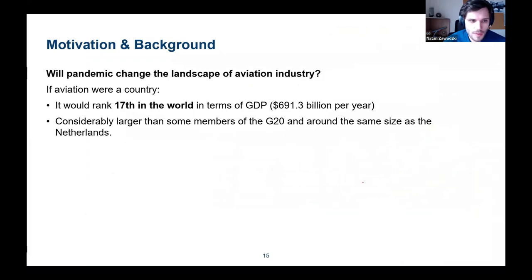And just to give you an idea how big the aviation industry is, and that it's not really realistic that it's going to vanish: if you ranked it by GDP, gross domestic product, it would be the 17th country in the world, which is larger than some members of the G20, and basically around the same size as the economy of the Netherlands.